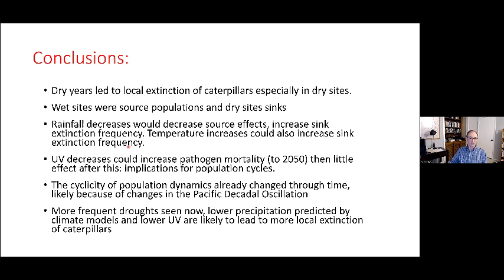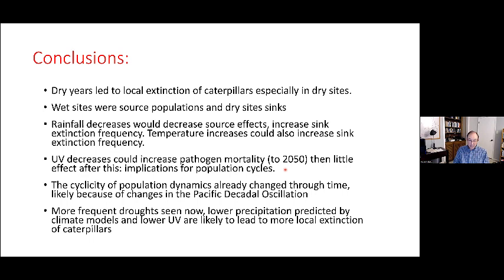The UV decreases that are expected to occur in the short term may increase pathogen mortality, further changing the source sink dynamics in this system and possibly having increases in the oscillatory dynamics that are occurring through increases in delay density dependence in the system might occur.